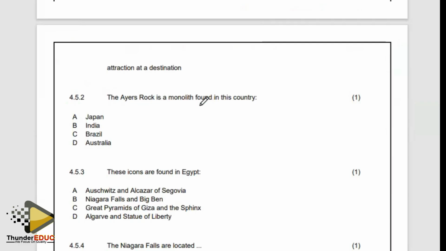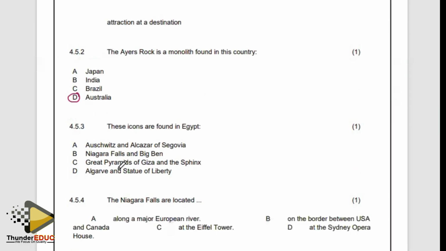4.5.2, the Ayers Rock is a monolith found in this country. A monolith is a giant rock. So the Ayers Rock is found in Australia. Then these icons are found in Egypt. So the two icons which are found in Egypt, we have the Great Pyramids of Giza. Then we also have the Sphinx. So our correct answer would be the Great Pyramids of Giza together with the Sphinx.